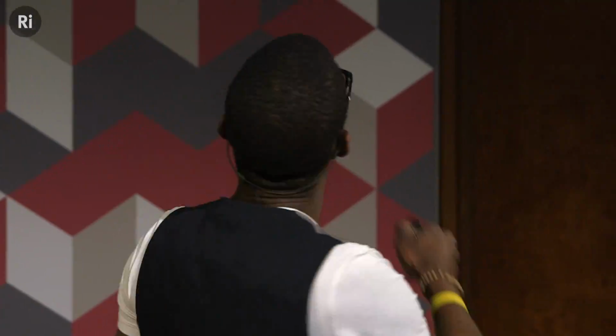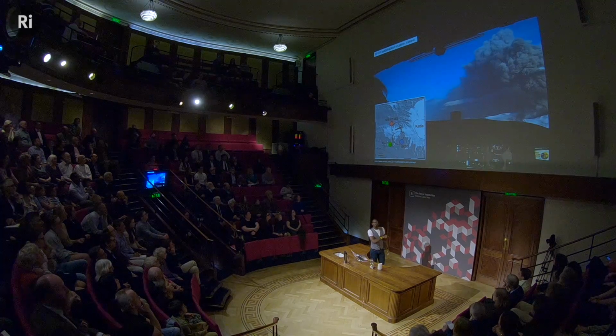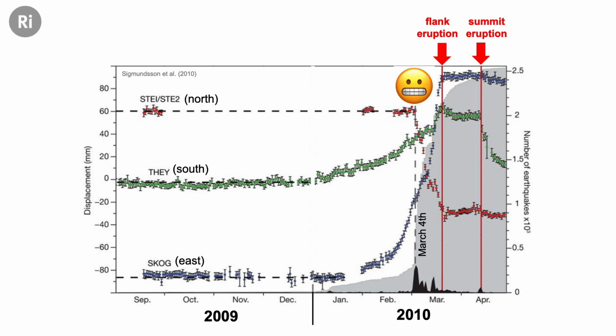So now let's look at the record of these three stations going up to that eruption. This is 2009 to 2010, okay? These are displacements in millimeters, so ups and downs.